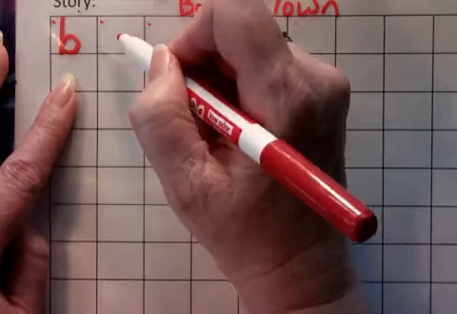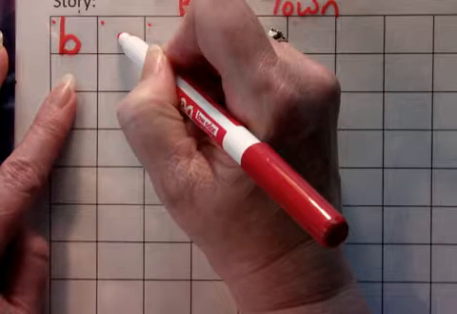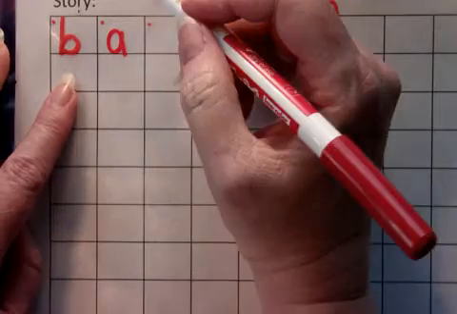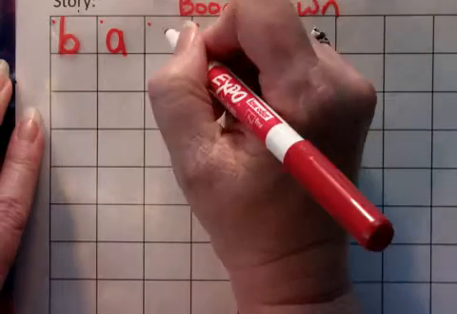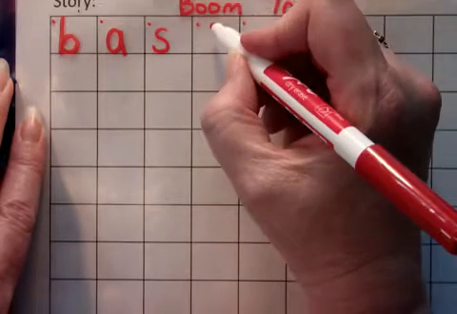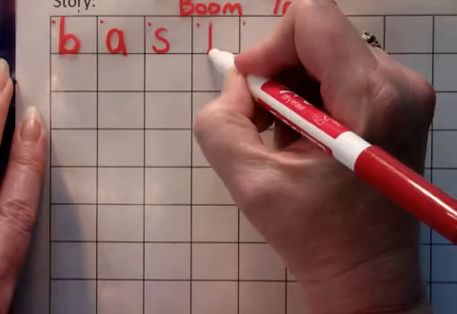The next sound is A. That's the letter A. Magic C, up and touch, down and bump. The next sound is S. The next sound is K. It's going to be the K.